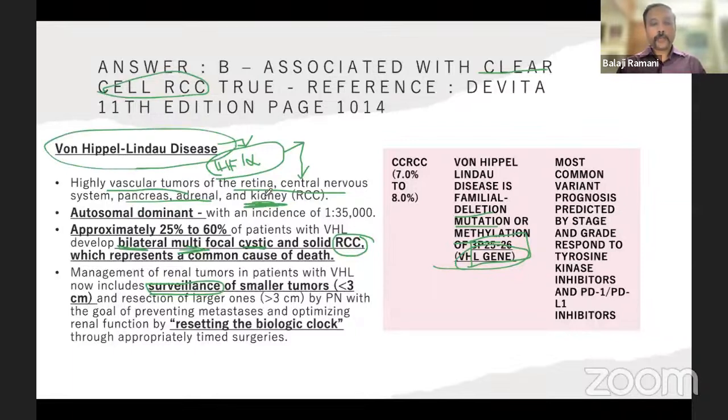So in a patient who has bilateral tumors, if the smaller tumors are there, the size cutoff is again 3 centimeters. As we discussed in the first MCQ, we have the pT1a in testis. So the size cutoff is less than 3 centimeters. When you make this kind of correlation, it is a little easier for you to remember. The same way, when you have a tumor which is less than 3 centimeters, you can opt for a wait and watch approach in von Hippel-Lindau disease.